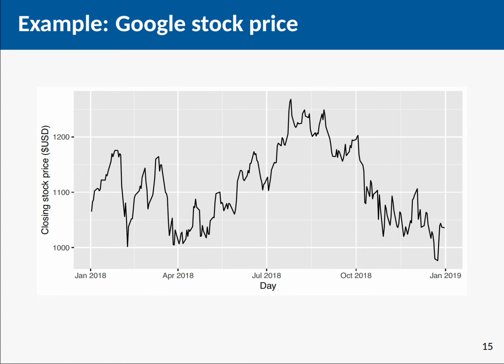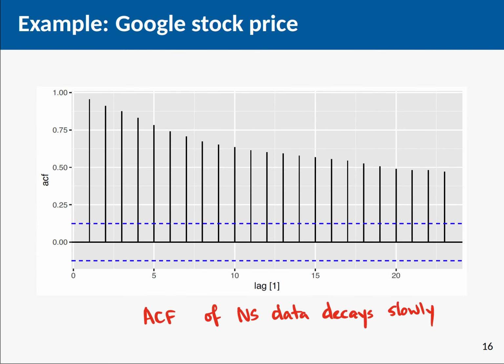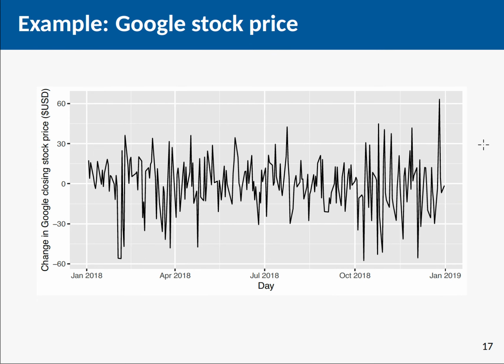So let's take a look at the Google stock price again. This is the Google stock price. We'd seen this chart for 2018 earlier. And let's take a look at the autocorrelation function here. So you see these large values of the autocorrelations for different lags, and it doesn't seem to decay to 0. You can even extend the lags and see that it takes a long time for the autocorrelation function for this type of data to decay to 0. And so this is a characteristic of non-stationary data.